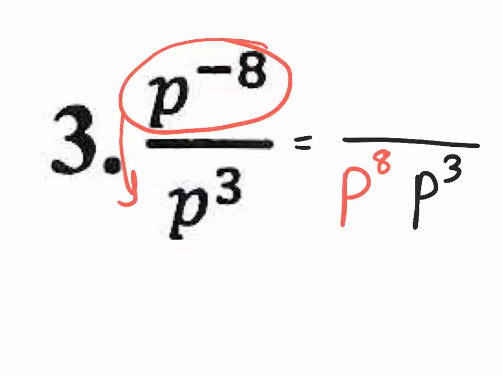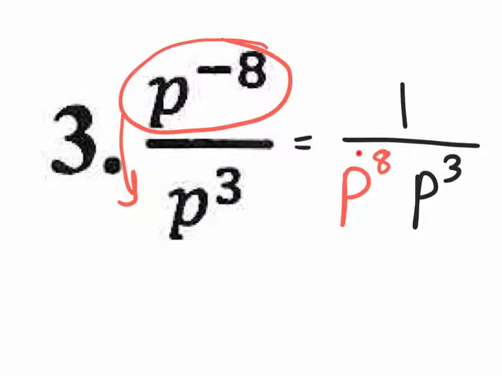And what's left over up on top? A 1. Since there's nothing left up there, you have to put a 1 up there. If you don't put that 1, it's going to be wrong. Okay? If there's nothing left on the bottom, yeah, you don't have to put the 1. But if there's nothing left up on top, if you move that and there's nothing left up here, you have to put a 1. Okay?